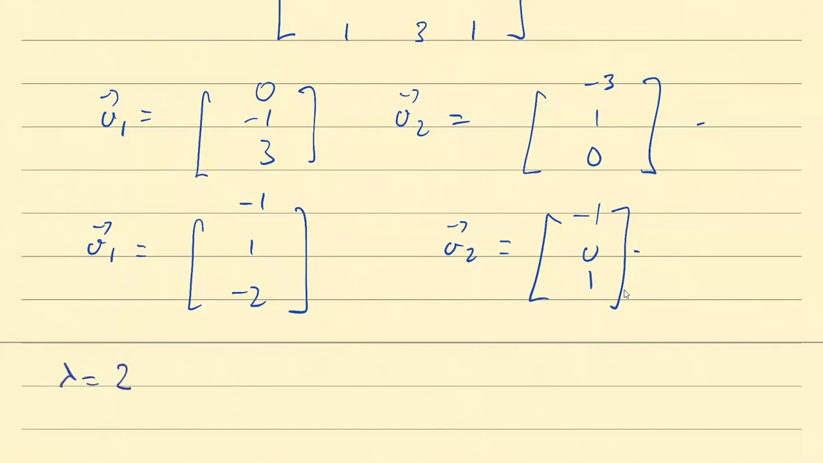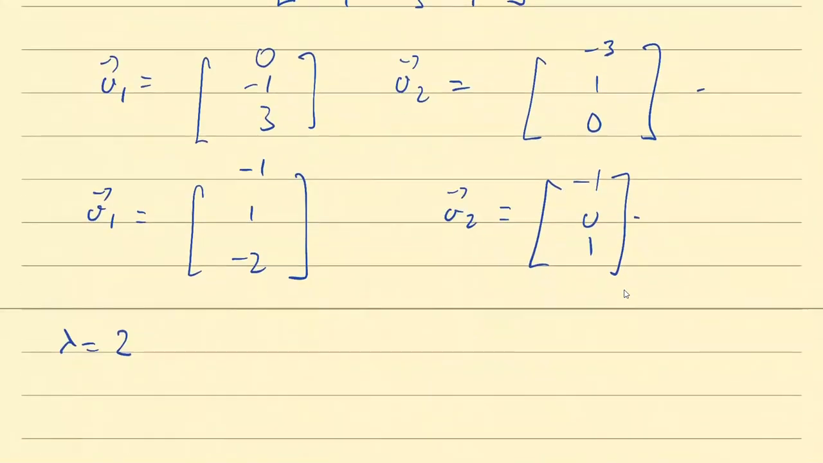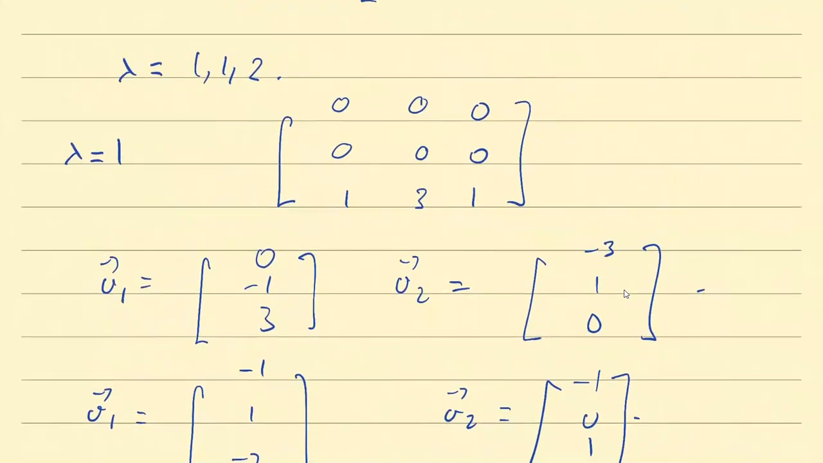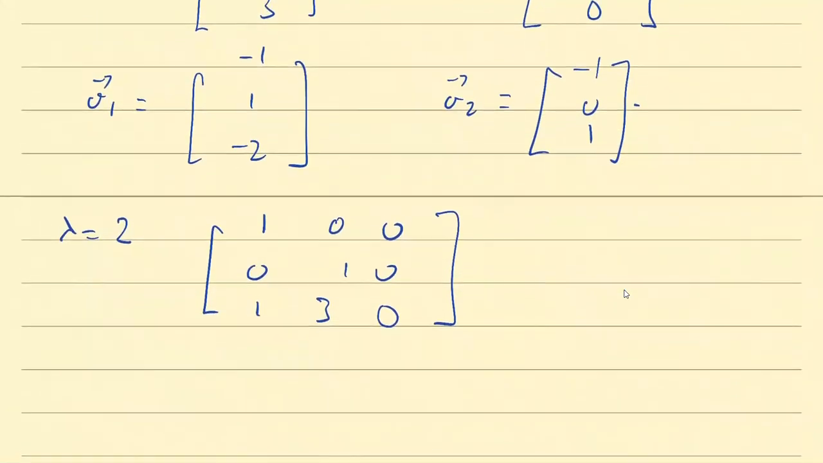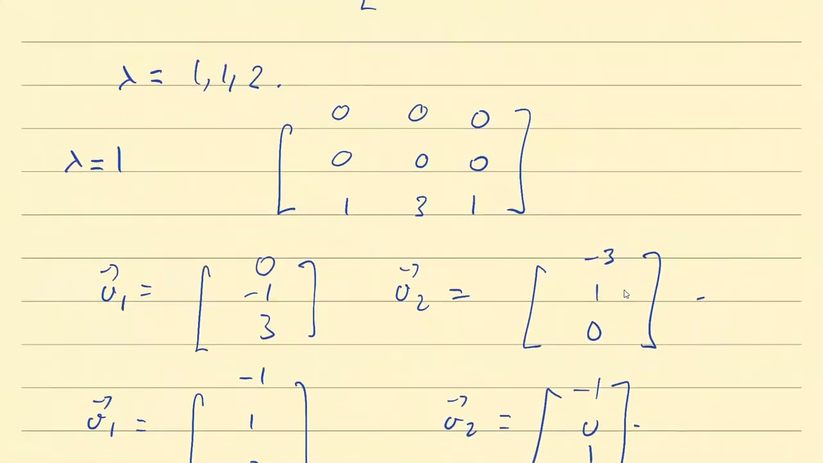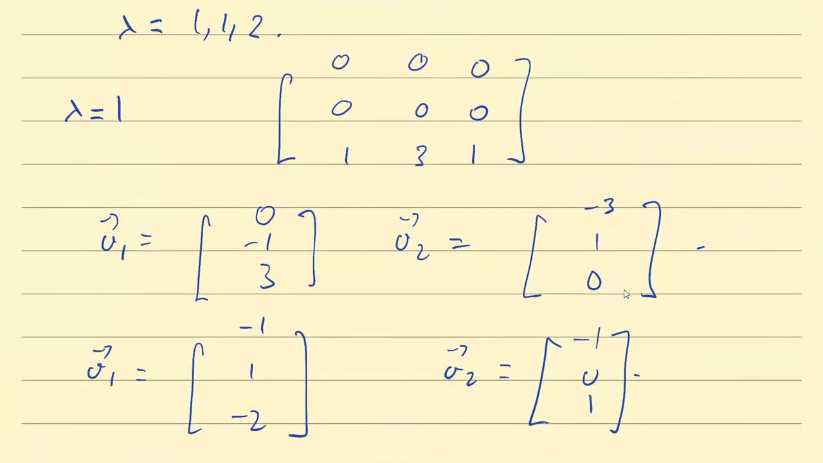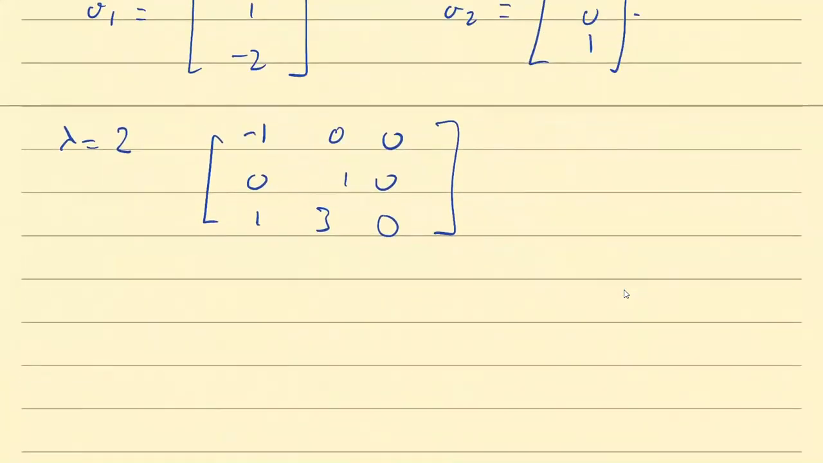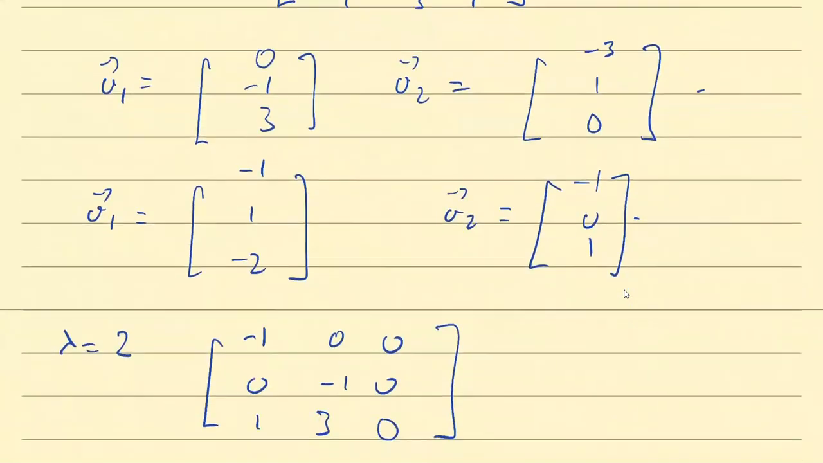And then when lambda equals 2, you got 1 0 0, 0 1 0, 1 3 0. 1 3 minus 1. One second. Wait, what am I saying? I think I said something nonsense. Sorry. -1, -1, and then 0. Yeah, -1, -1, and 0.